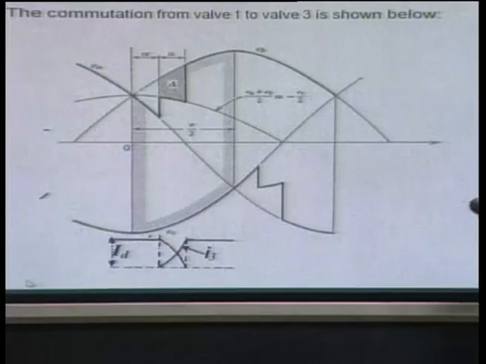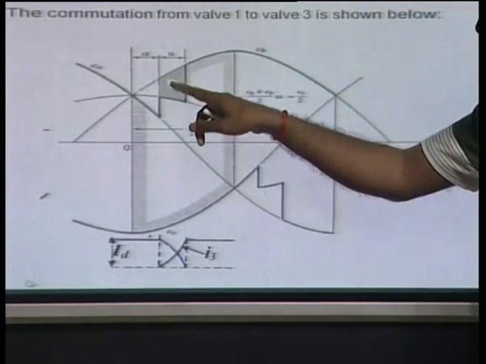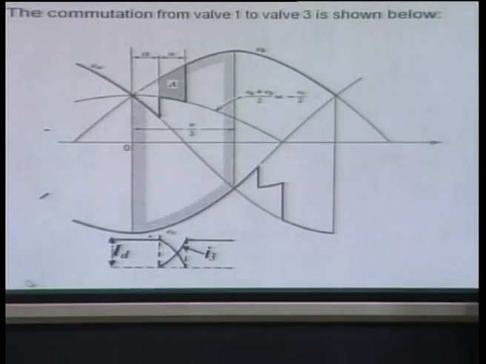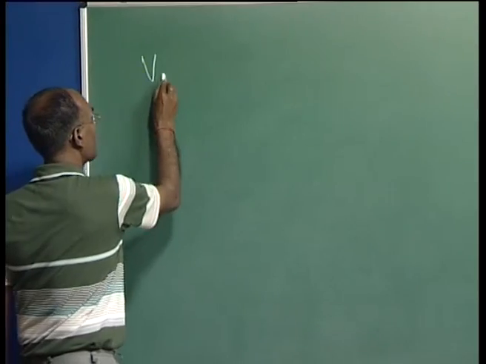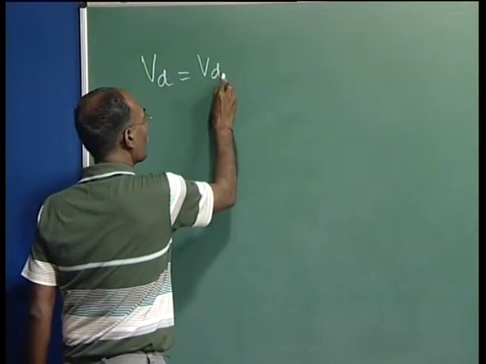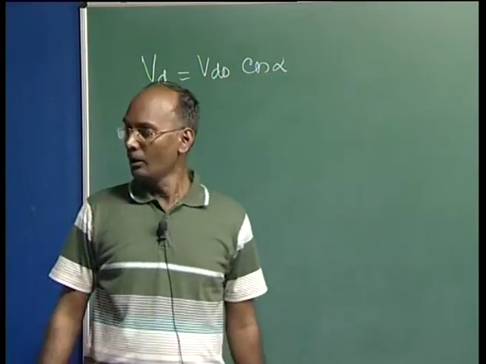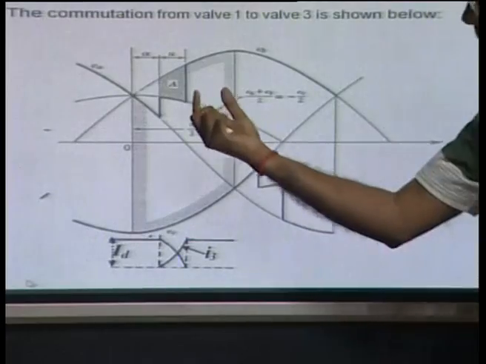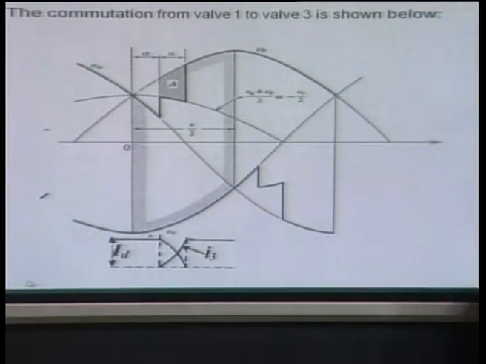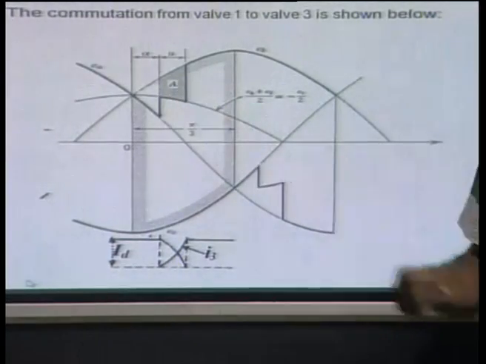Now, to get this output, we have already derived for the case when overlap is 0, and if you remember, I just derived this VD, which is nothing but VDO cos alpha. Now what I am going to do is calculate this area, and I will show you this area is very simple to calculate.